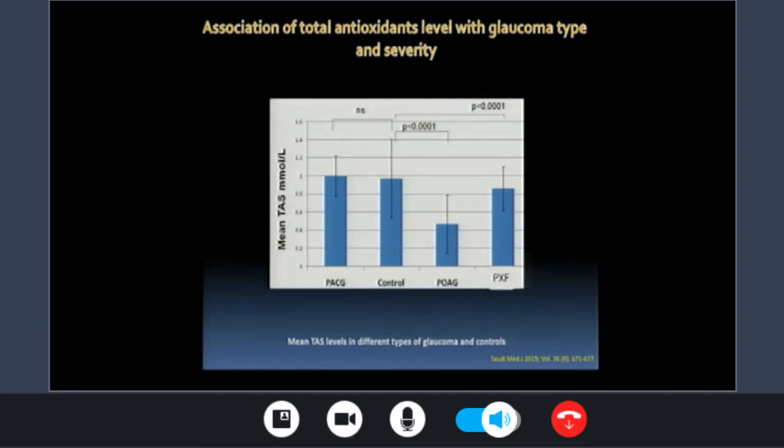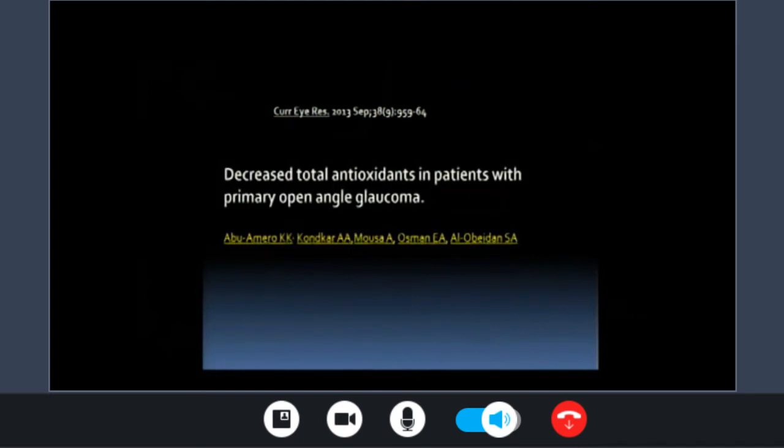And you can see the result here. When we measure the TAS in these different types of glaucoma, we find that it's statistically significant in primary open angle glaucoma and pseudoexfoliation type, but it was not statistically significant in angle closure glaucoma in relation to control samples. Then we study different types of glaucoma separately.